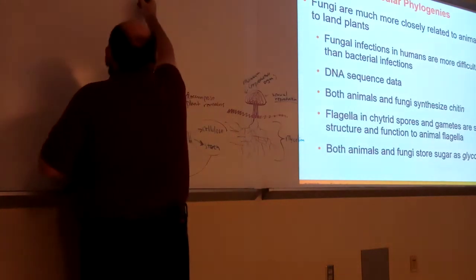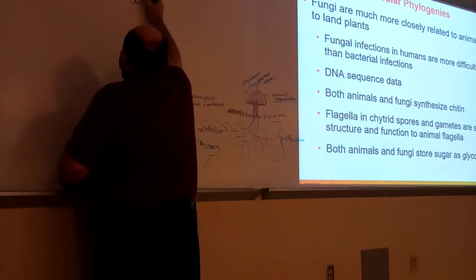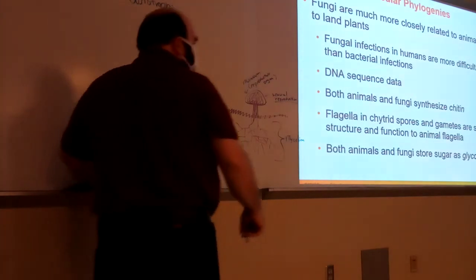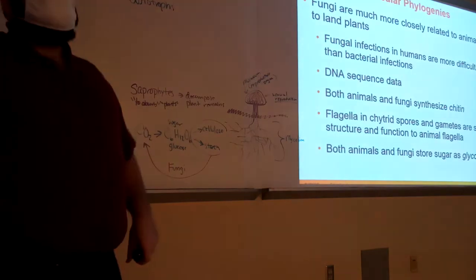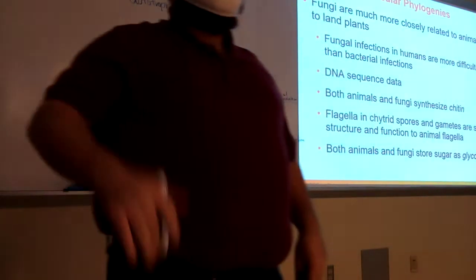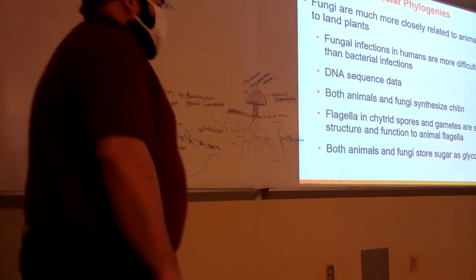So plants are autotrophs. Anybody remember what that means? They make their own food? Yeah, they make their own food. Okay, they turn sunlight and CO2 into sugar, basically. They can make their own food.